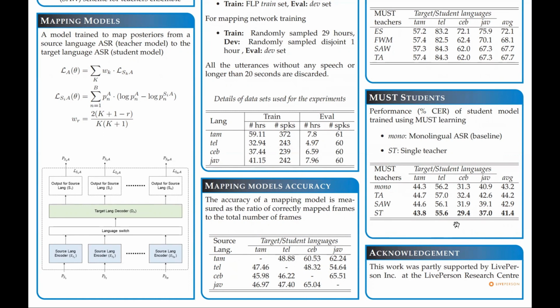So you can see that with a single teacher, we got an average improvement from 43.2% to 41.4%, which is about 2% improvement.